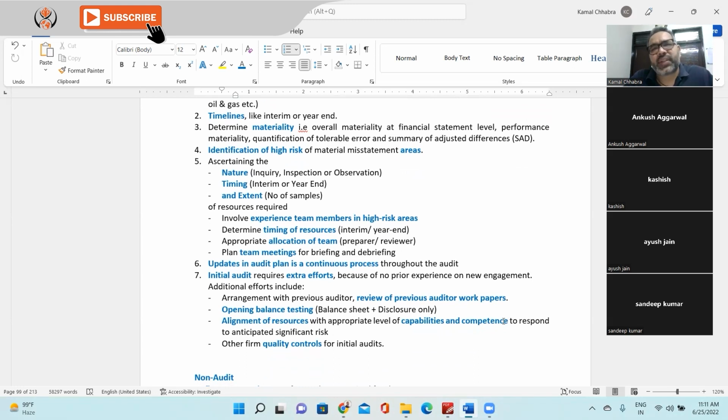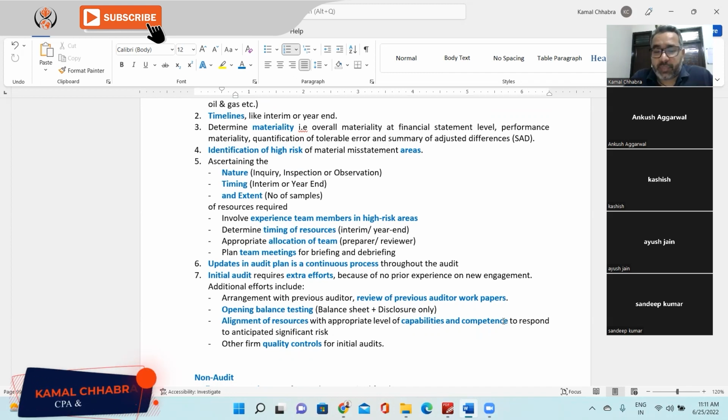Next is identification of high risk of material misstatement areas. At the planning stage, you will be identifying based on your previous year understanding or based on your interaction with the management, based on your understanding of the industries and client. So you'll be identifying the areas where risk of material misstatement is high, so that you can plan additional audit procedures relating to those areas.